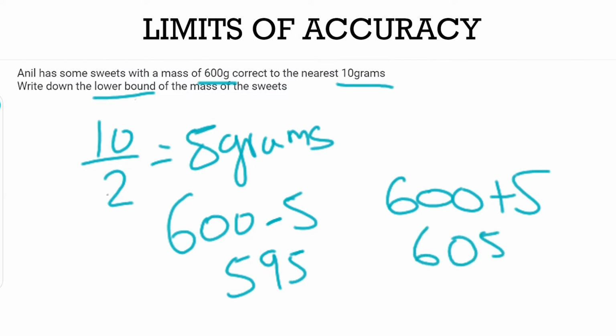Now you must be thinking why we are dividing 10 by 2. The answer is that if we directly subtract 10 from 600, it will come out to be 590, which, if we round it off, will remain 590, so it will not come to the nearest 10 grams. That's why we are subtracting 5, so that we get 595. Then 595 is rounded off, so it will come to 600 grams. So that's the reason why we are dividing by 2.